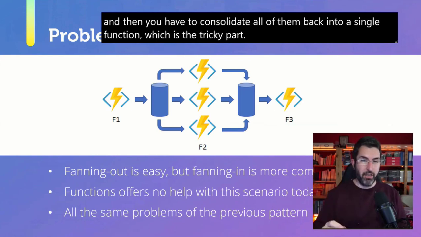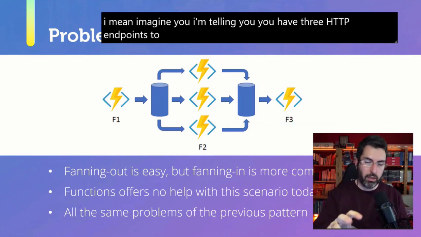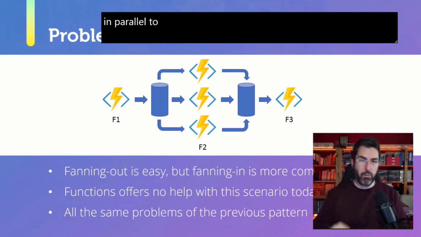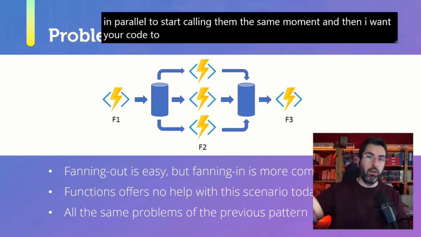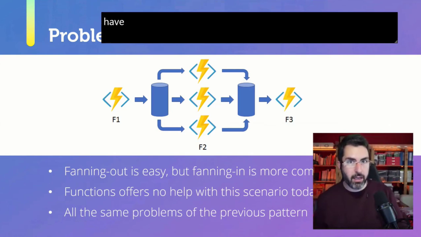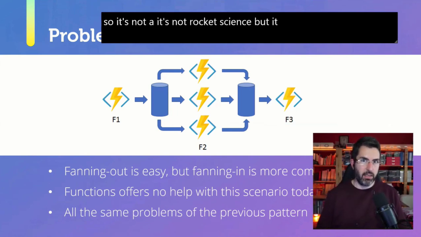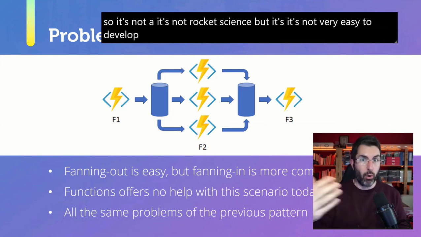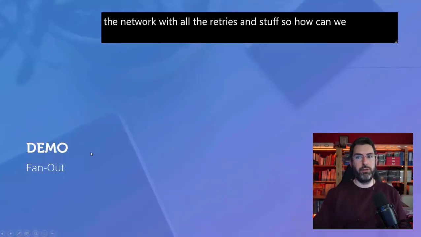I mean, imagine I'm telling you, you have 3 HTTP endpoints to call. I want you to call them in parallel, to start calling them the same moment. And then I want your code to resume when all 3 have results back. So it's not rocket science, but it's not very easy to develop either if it's over the network with all the retries and stuff. So how can we do that when it comes to functions?